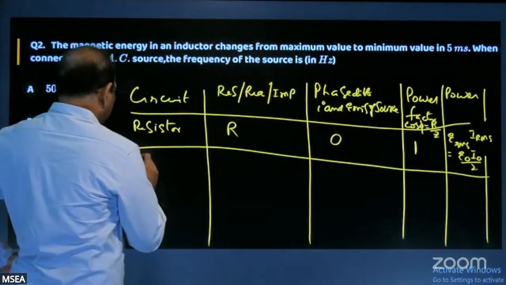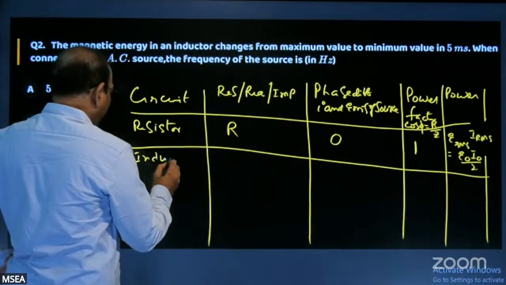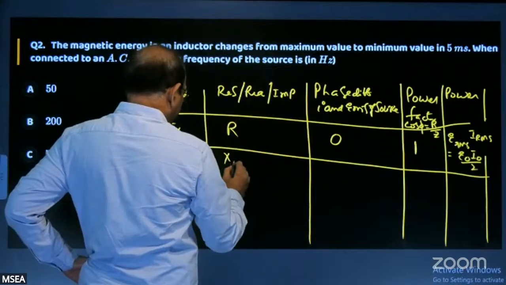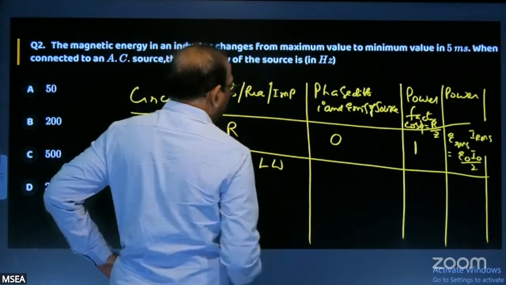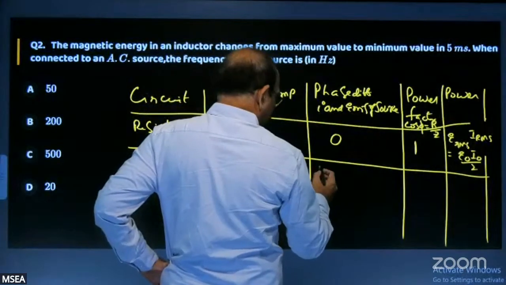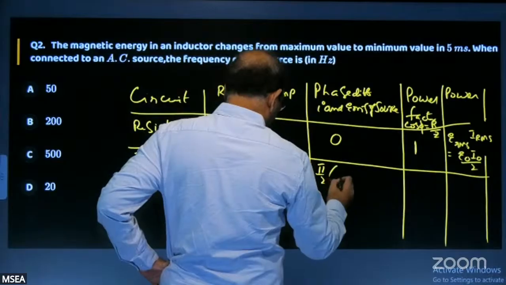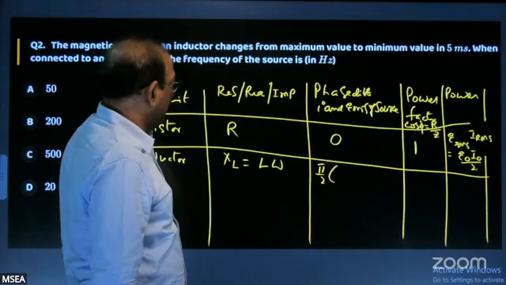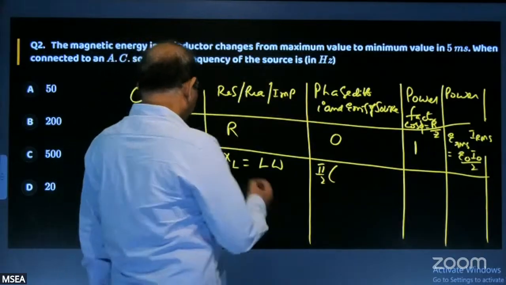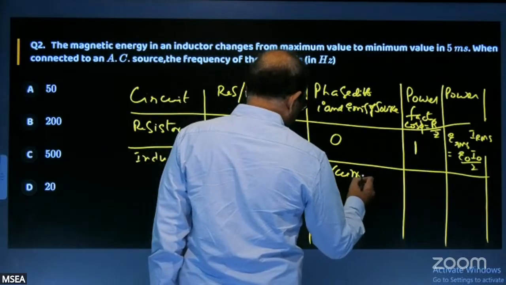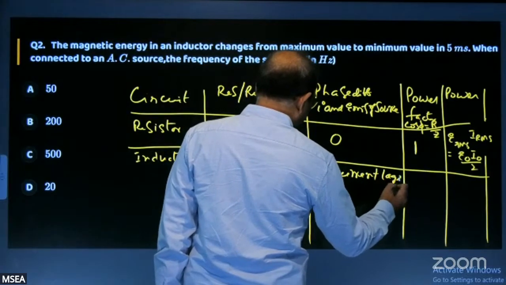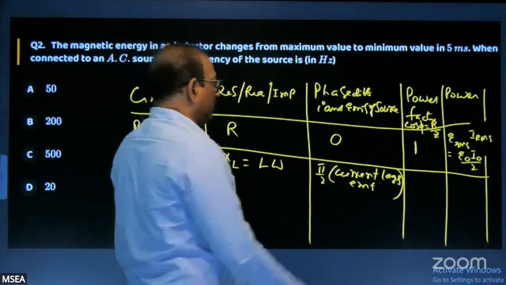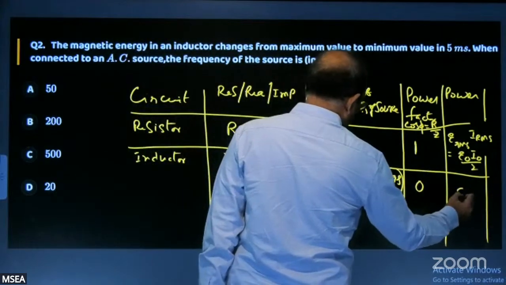And then the pure inductor circuit: inductive reactance L omega, phase difference pi by 2. Who will lead, current or EMF? I am writing with respect to current. In a pure inductor circuit, current lags the EMF by pi by 2 phase difference. Power factor 0. Average power 0.